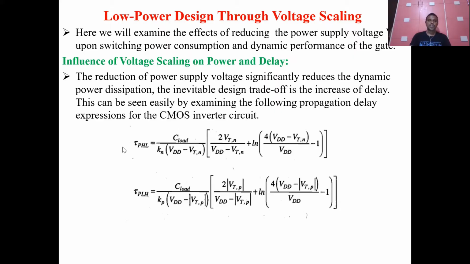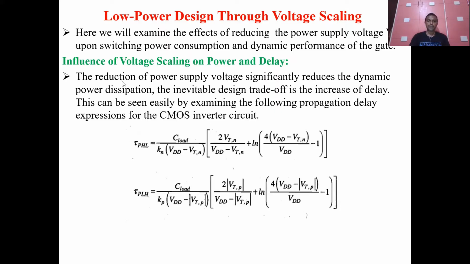If you decrease the power supply VDD, the power consumption will reduce, but the delay will increase. That is the limitation of voltage scaling on power and delay. If you reduce VDD, the delay automatically increases, and that is the limitation of this method.